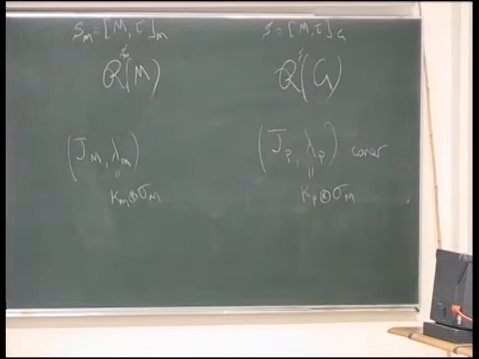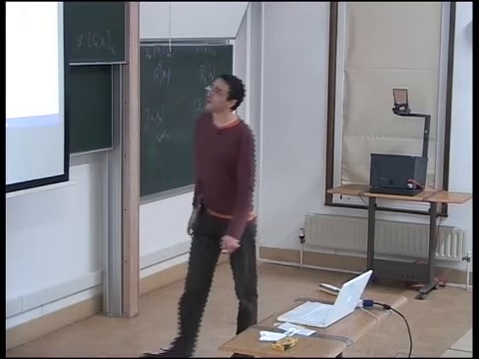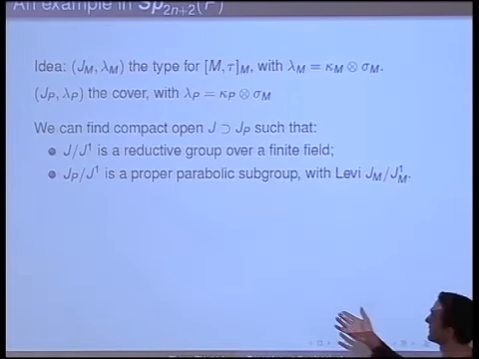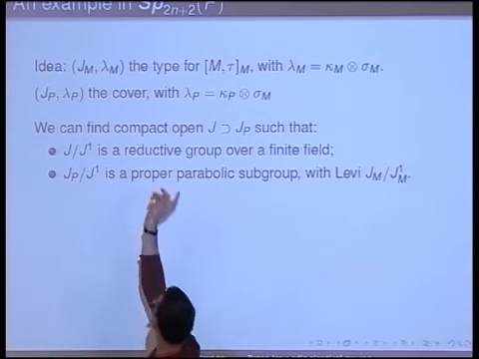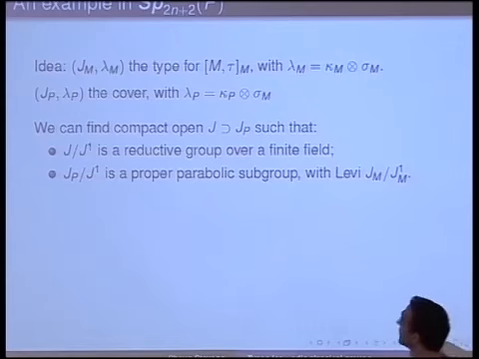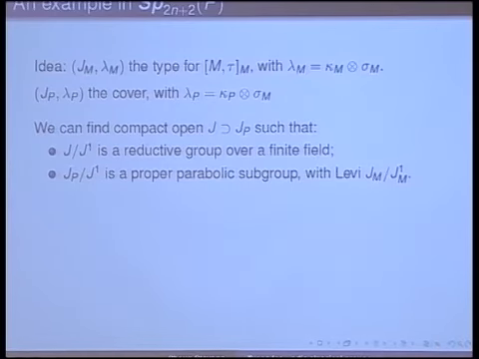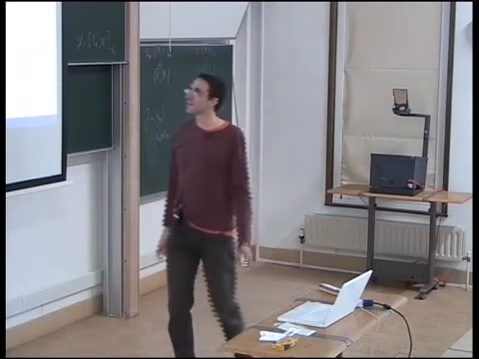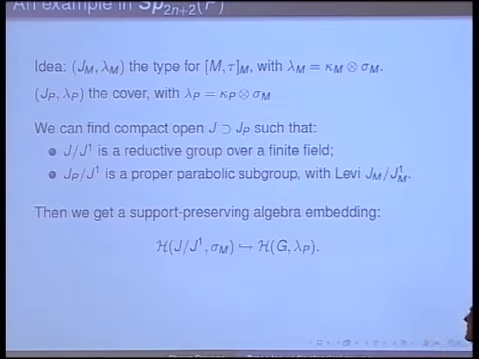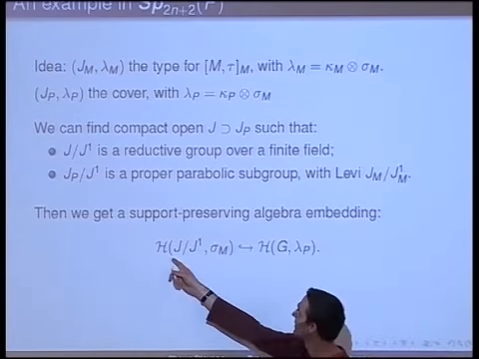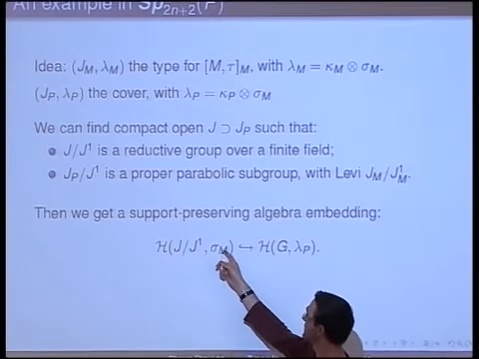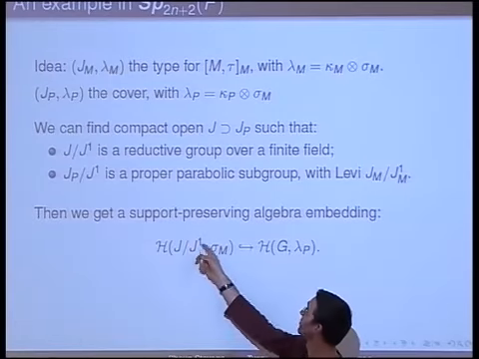So this is the idea, to find a slightly larger compact open subgroup. We take J mod its pro-p radical, we get a reductive group over a finite field with the property that the image of J_P in that quotient is some proper parabolic subgroup, and the Levi is exactly the group on which σ_M is defined. And then it turns out that we have a support-preserving algebra embedding of the Hecke algebra here. So this is now just a reductive group over a finite field.